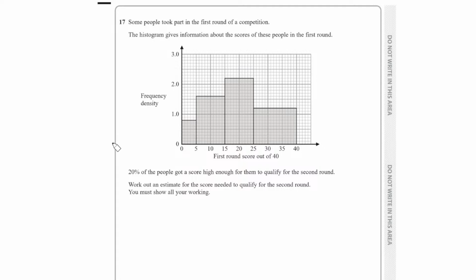Question 17, histograms. Now, I know that you did get a histogram in paper 1, so I'm hoping that means you won't get it again. I feel like it's unlikely. It's quite a specific topic, isn't it? But I guess who knows?